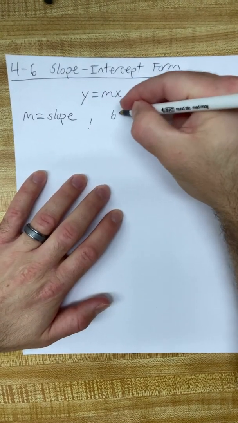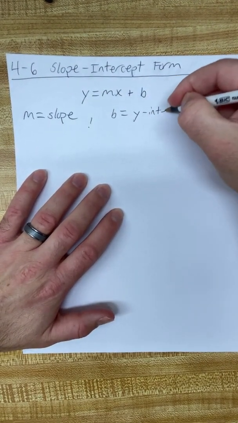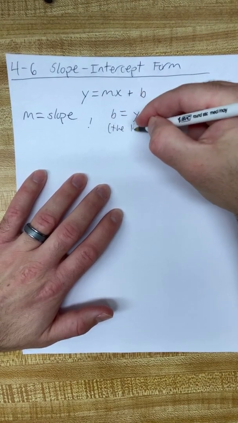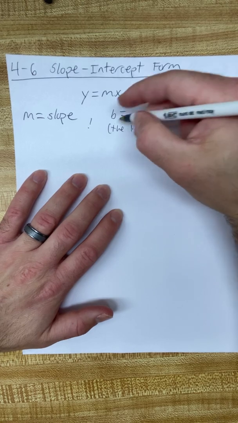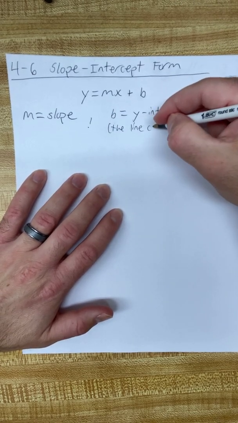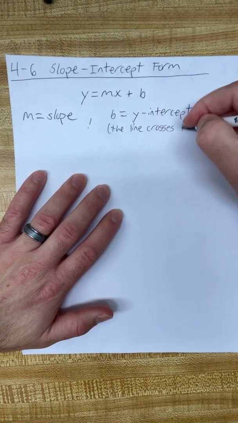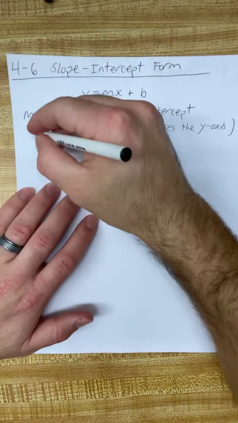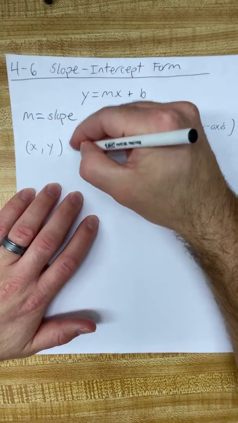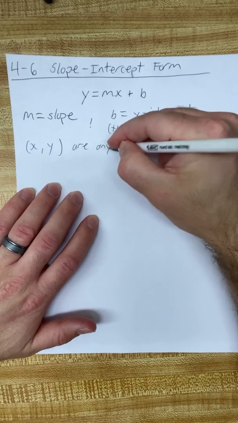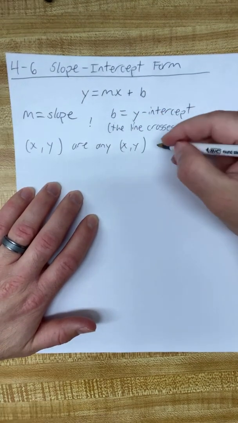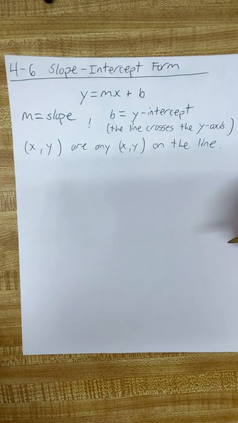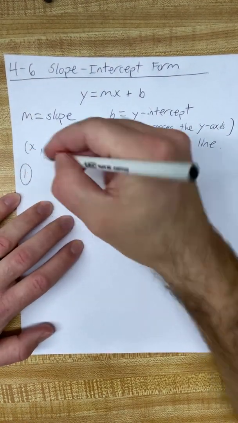All right, b is the y-intercept. Okay, so that's where the line crosses the y-axis. All right, and then the x and the y are any xy pair on the line. All right. So just an easy example here.